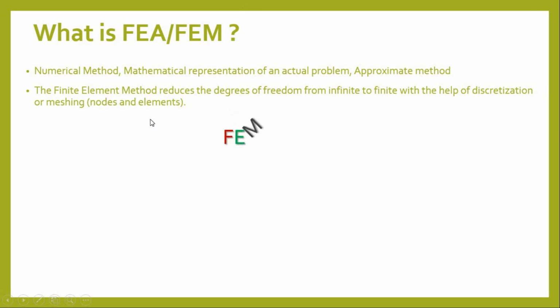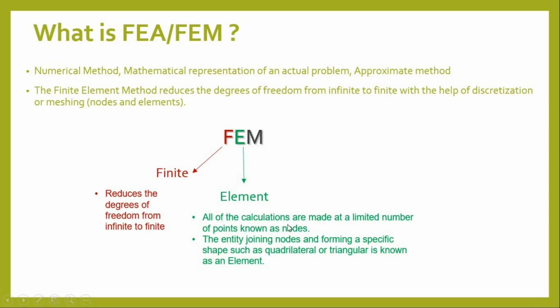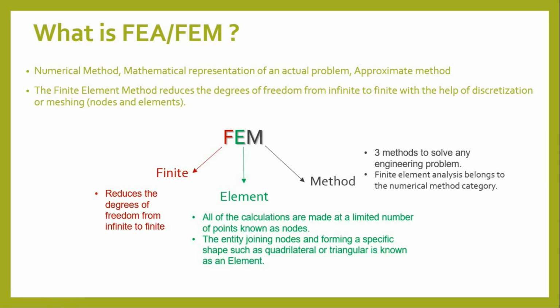So basically what it will do is reduce the degrees of freedom from infinite to finite. So in FEM, the F is nothing but finite. Element: the E belongs to the element, so all the calculations are made at a limited number of points known as nodes. The entity joining the nodes forming a specific shape, such as quadrilateral or triangular, is known as an element. And then the next term, the M, belongs to the method.